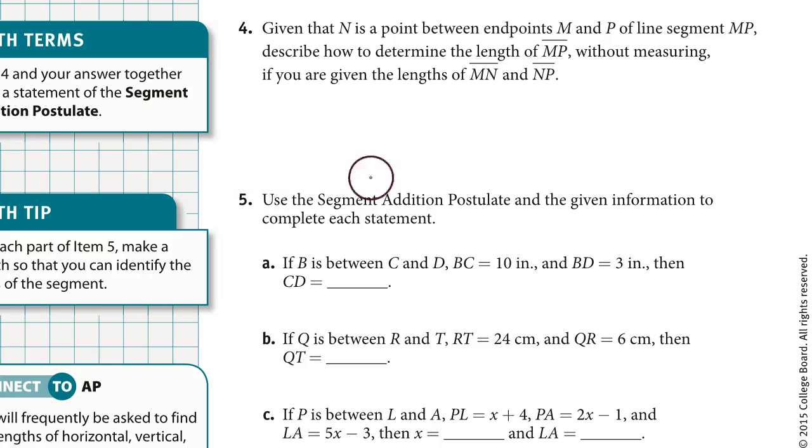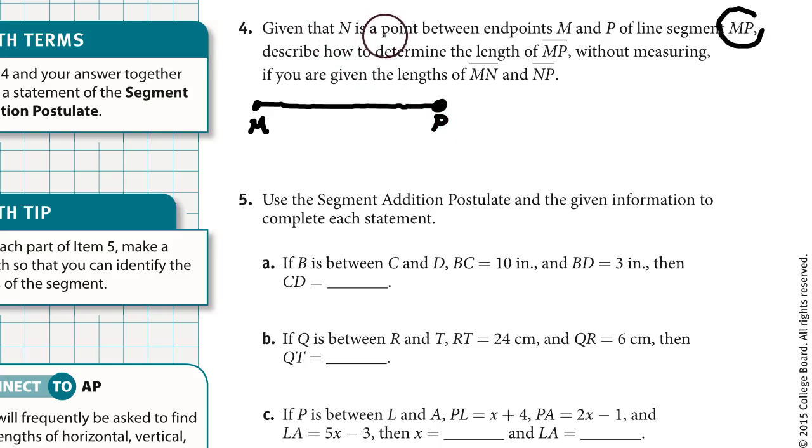Number 4, given that N is a point between endpoints M and P of line segment MP, describe how to determine the length of segment MP without measuring. If we're given the lengths of segment MN and segment NP, there's a lot of information here. Let's draw what this is talking about so we can understand it a little better. It says that we have line segment MP. I'm going to draw that. Here is one dot stretching over to another dot. This is M and this is P. Here is line segment MP.